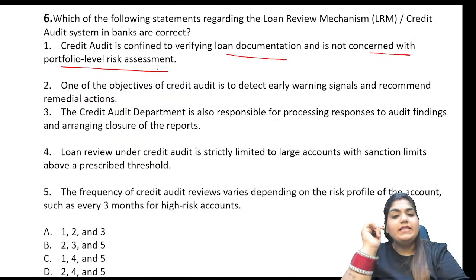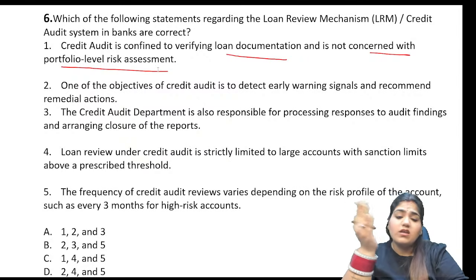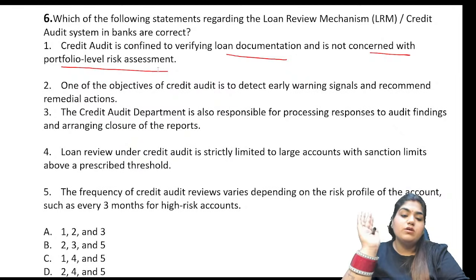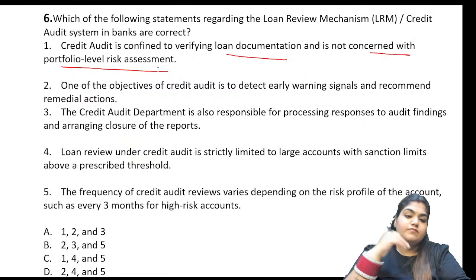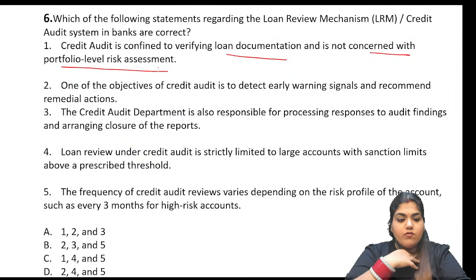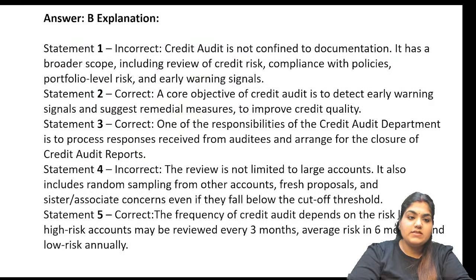Statement number 2 and 3 are correct. Statement number 4: the loan review under credit audit is strictly limited to large accounts with sanction limit above the prescribed threshold. The review is not just for large accounts. It is also for accounts which fall below the cut-off but are of concern. It does not matter what the threshold is. If the account is of any concern, we review it. So statement number 4 is again incorrect. That will give us B as the correct answer. Very good, Sushil ji. B is the correct answer.